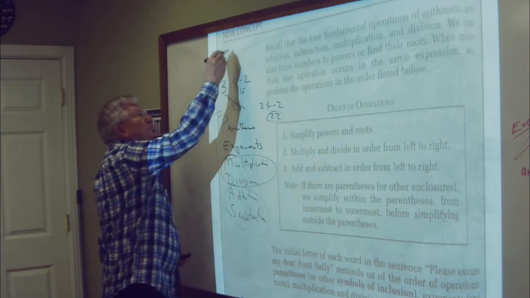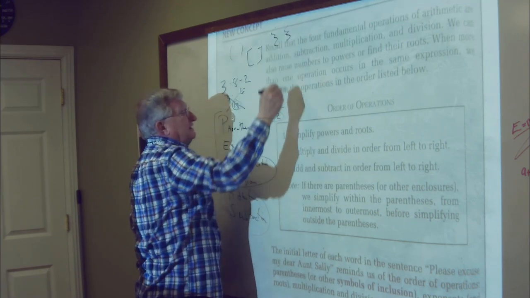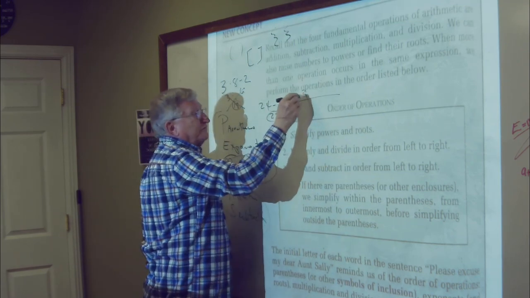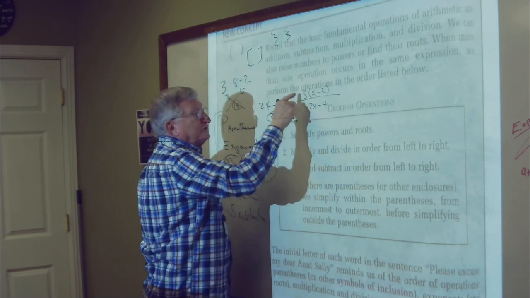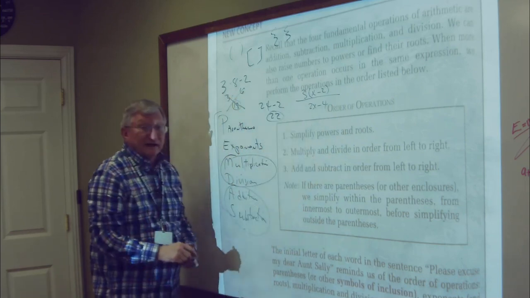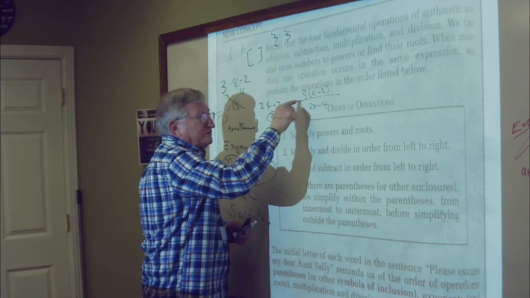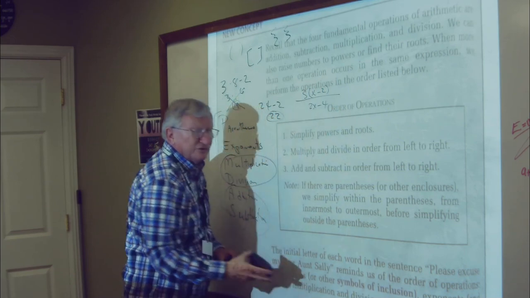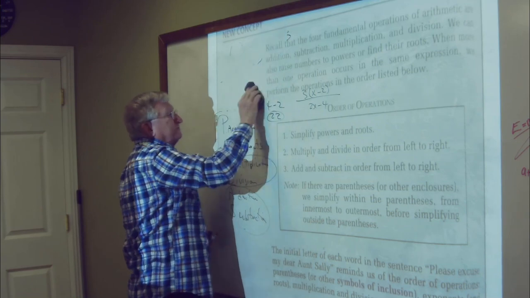Parentheses includes parentheses and brackets and braces and even division bars. If you had 3 times x minus 2 up here and 2x minus 4 down here, you do this stuff first and you do that stuff separate from this, and then you divide. This is a grouping symbol that separates the numerator from the denominator. So that's all kinds of parentheses there.